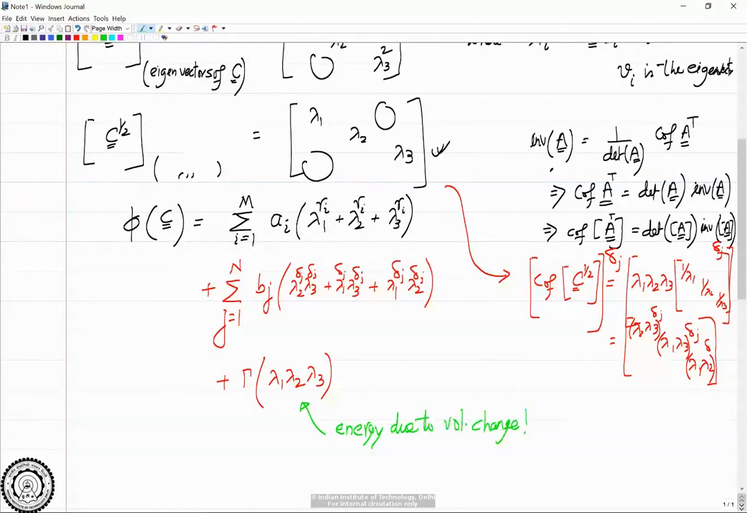Okay. Likewise, when you talk of this term, what do you think? What is each of the terms there? Lambda 1, lambda 2, lambda 3. They are stretch, right? So this is simply energy due to stretching of line elements, or energy due to length change. Length change. So now you can figure out what this term is then here. What do you think? Area change. Yeah.